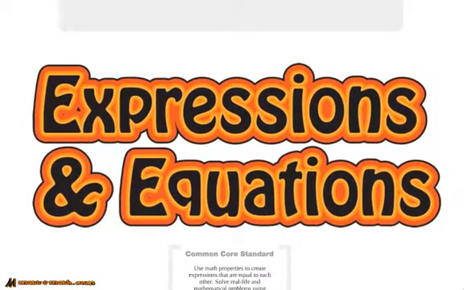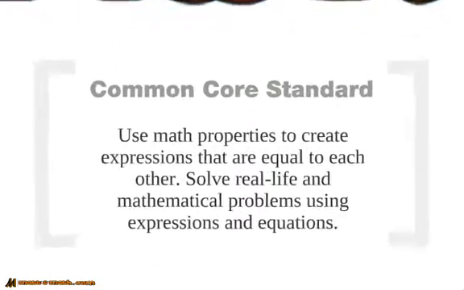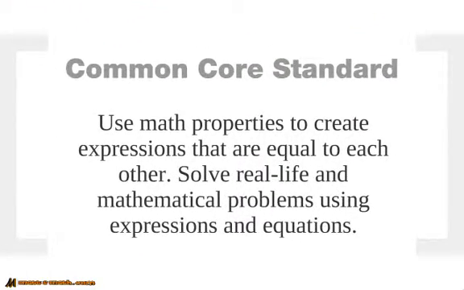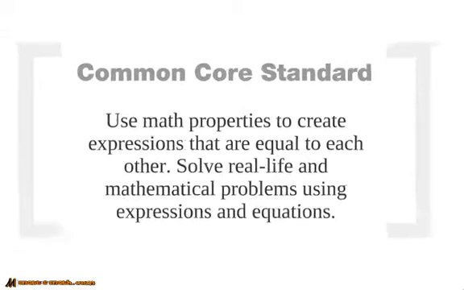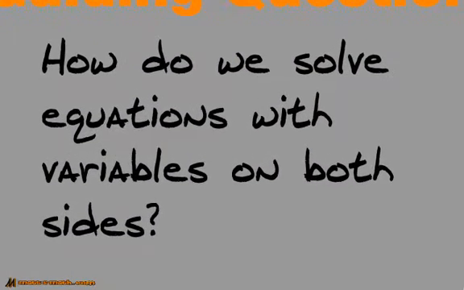We're in the Common Core standard of expressions and equations, and today we're going to be using math properties that create expressions that are equal to each other, especially solving real-world problems having to do with math and equations. Our guiding question that we're going to be able to answer today is how do we solve equations with variables on both sides of the equal sign?